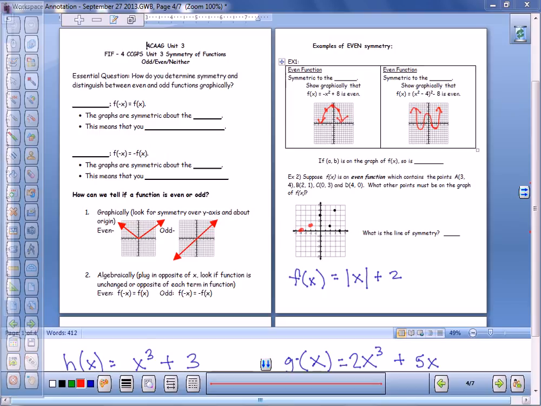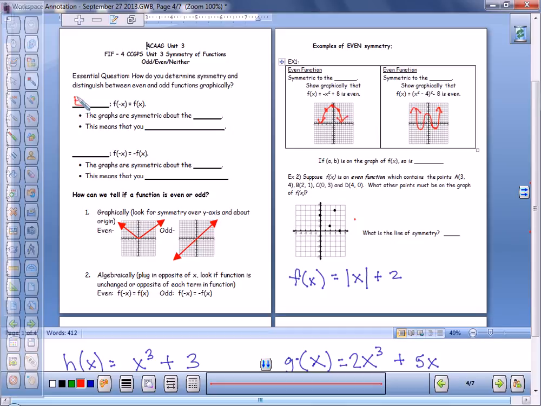Okay, guys. So this is our last characteristic before we start transformations. We're going to talk about symmetry. And we're only going to discuss two specific types of symmetry, even and odd. Those are the types of symmetry we're going to look at. Even symmetry and odd symmetry.